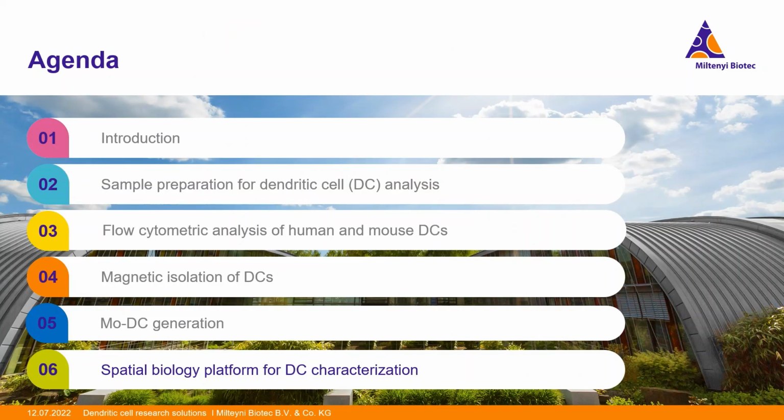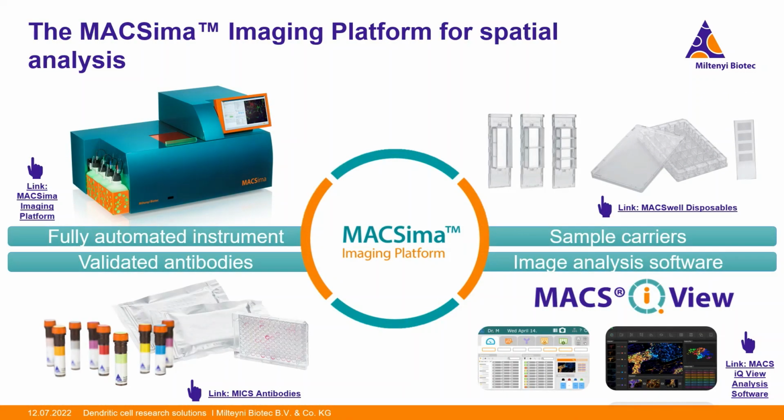In the next two slides, I would like to tease you a little bit with our spatial biology platform, which allows you to characterize dendritic cells and gain spatial information about these cells. For spatial analysis there is the MACSima Imaging System, which is part of a complete imaging platform that enables you to analyze hundreds of markers on a single sample in a fully automated manner. It means that apart from loading the samples and the reagents, no manual steps are involved after starting the experiment.